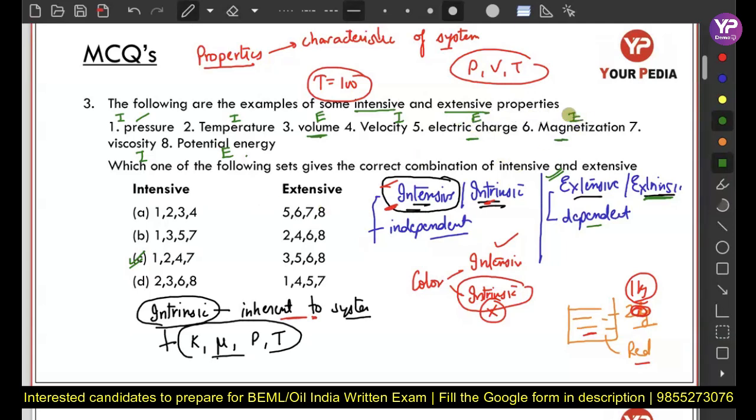Understood? So option number C will be the correct answer. Is it clear to all of you? If you have any doubt, please let me know. So that's a very simple case. You have to be very careful about the differences between intensive and intrinsic. Even though it is not so important, you should be aware of that.